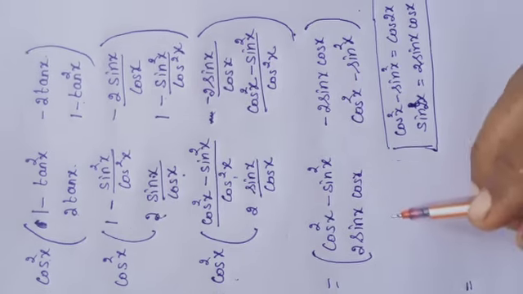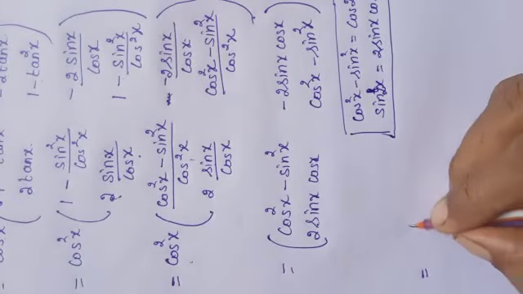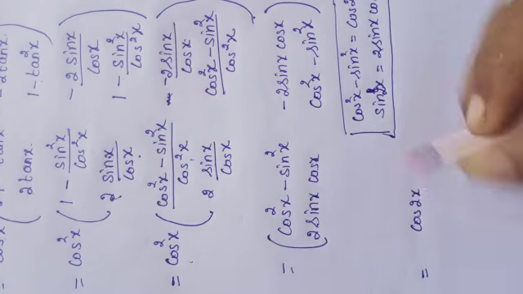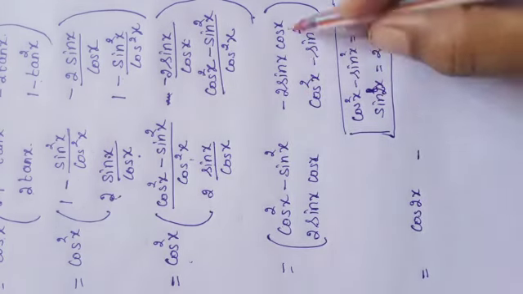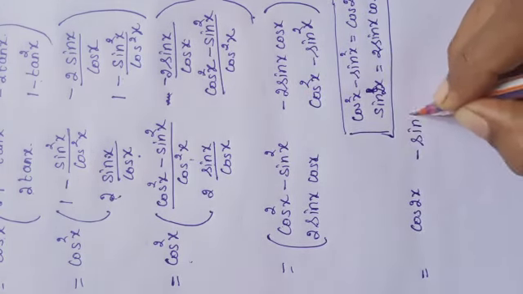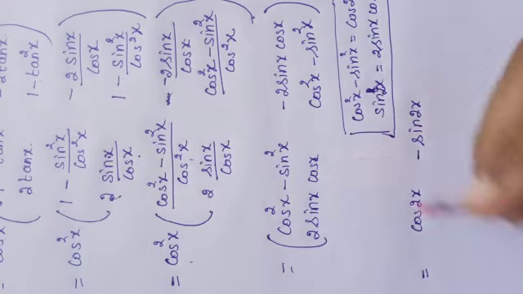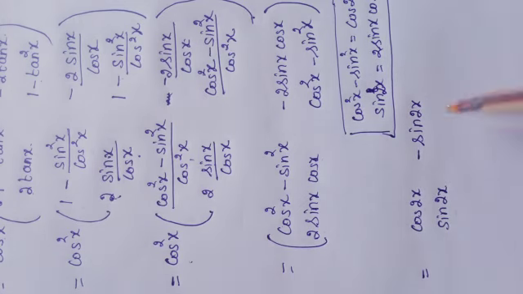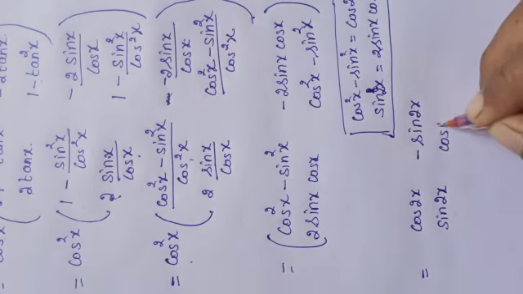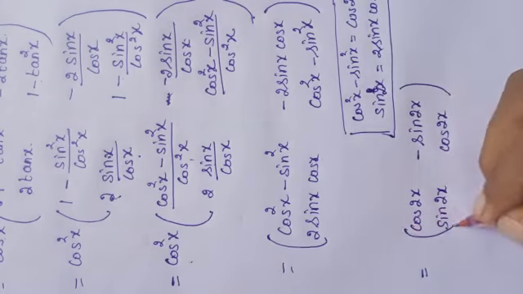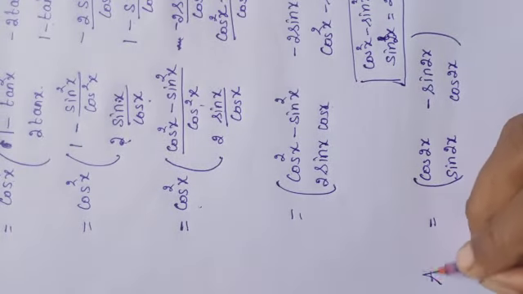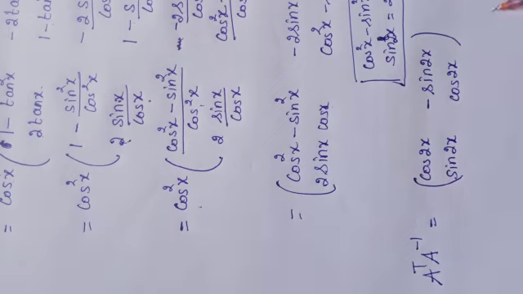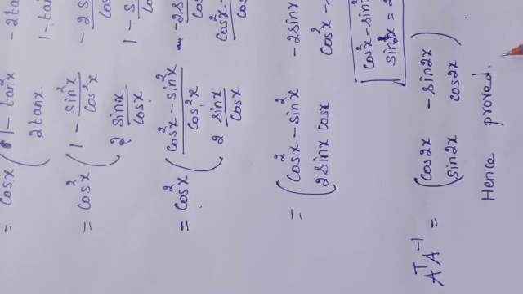When we substitute in this answer, cos square x minus sin square x is cos 2x, and 2 sin x into cos x is sin 2x. So actually this is the answer for A transpose into A inverse, and this is what they have asked us to prove. So I can write it, hence proved.